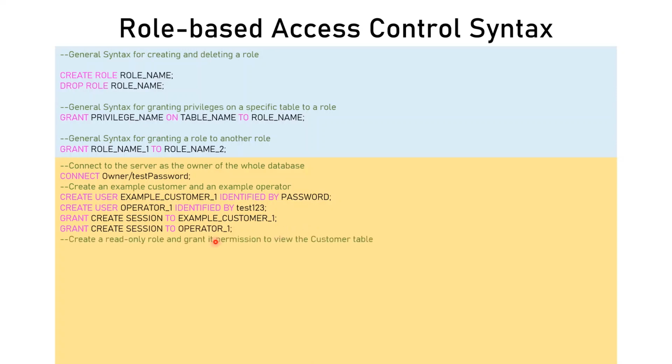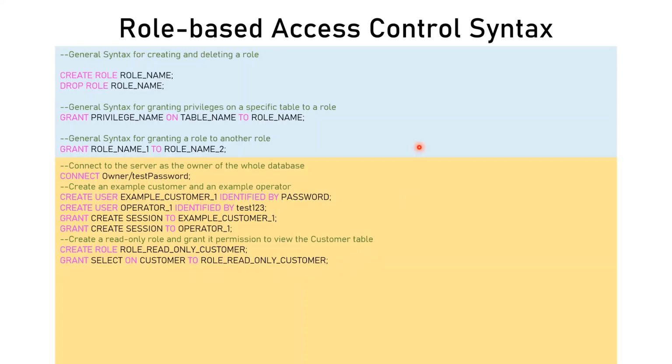All right. Next, we will create a read-only role and grant it the permission to view the customer table. So this role is for our customers who wish to view their information from the customer table. Note that this is only a read-only role, and they will not be able to modify the information inside the customer table. So let's create it. So first we will create the role, and we have named it role read-only customer. Next, we will grant it the permission to view the entries in our customer table. So we have written something like grant select on customer to role read-only customer.